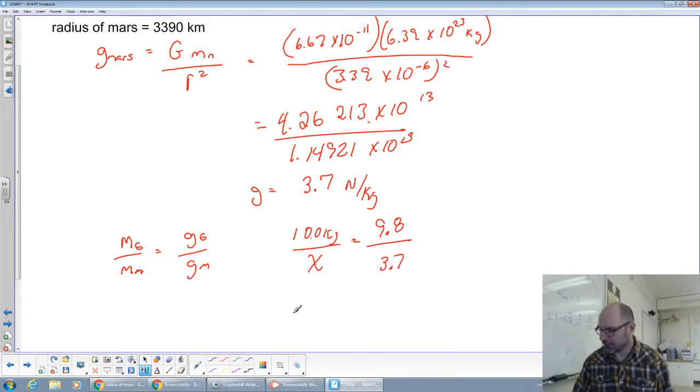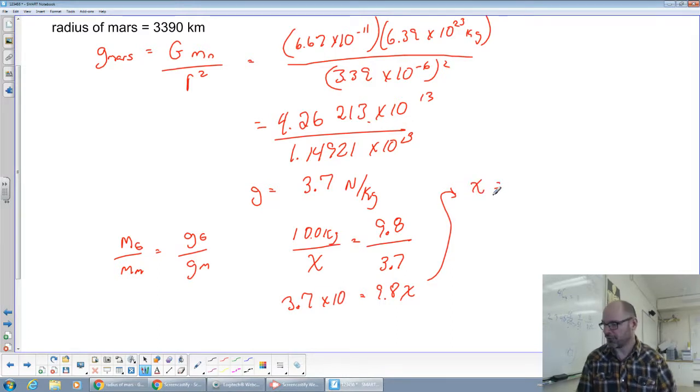So we do a cross multiplication. 3.7 times 10 equals 9.8x. Okay, and our x value, what's that going to be? Divided by 9.8. So you're going to get about 3.8 kilograms on Mars.